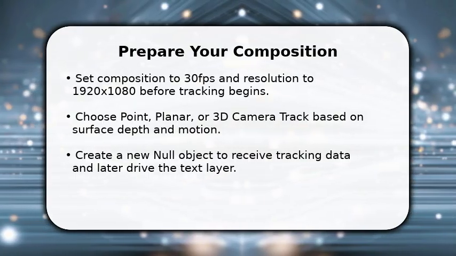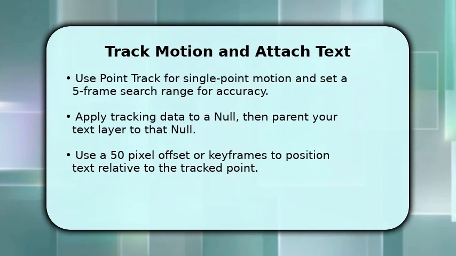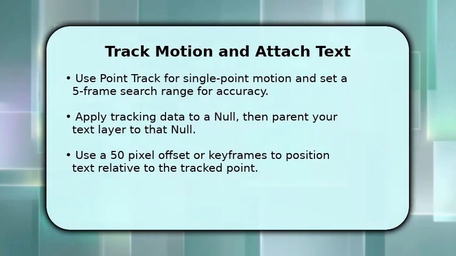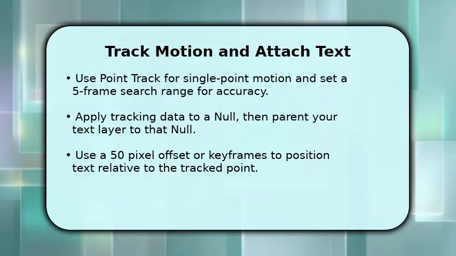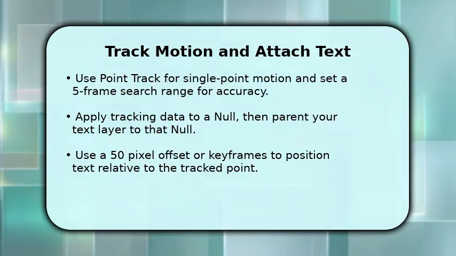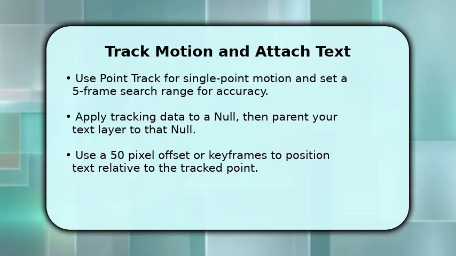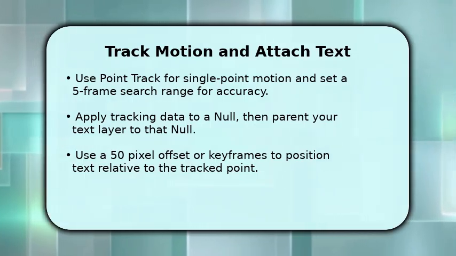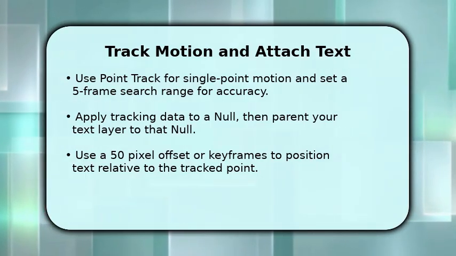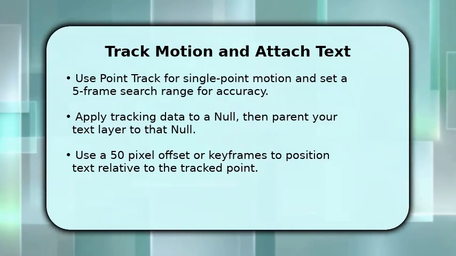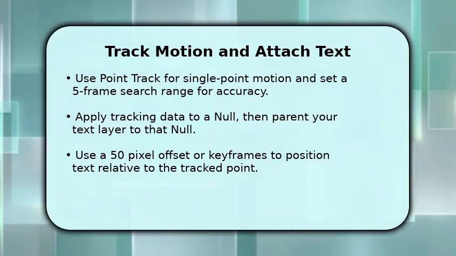Select the footage layer and add a point track if the target has a clear contrast area. Set a 5-frame search range and track forwards or backwards until the track stays locked. For planar surfaces, use the Mocha plugin and export corner pin data or transform. After a successful track, click Apply and target the null object to receive the tracking data.